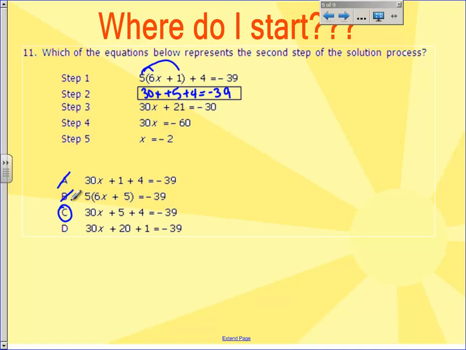That's multi-step equations with distributive property. Bring all your questions when you come to class tomorrow. We'll have time to answer them. I hope you have a good evening, and I will see you tomorrow.